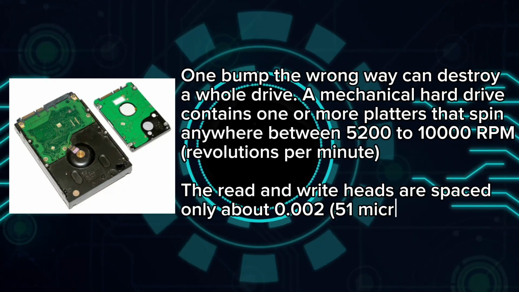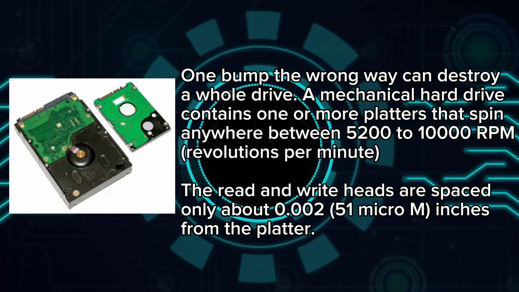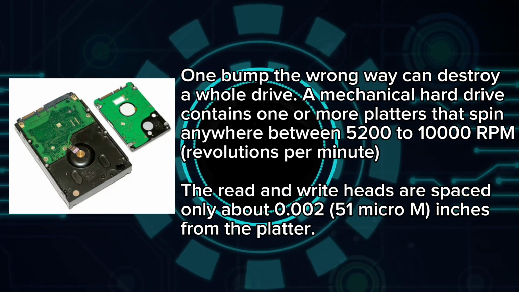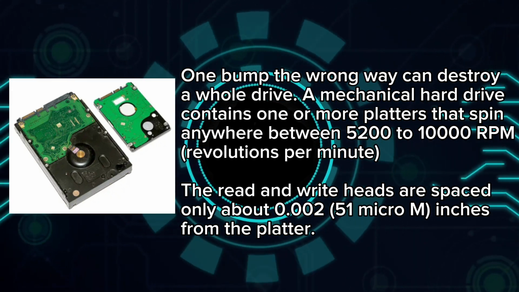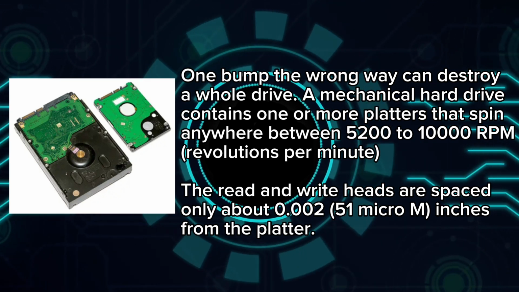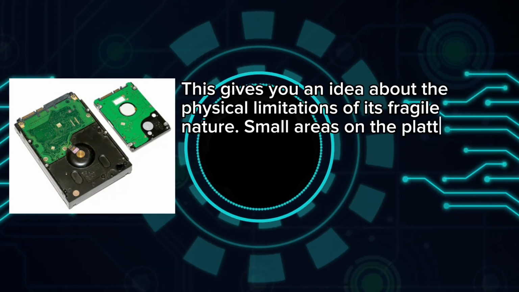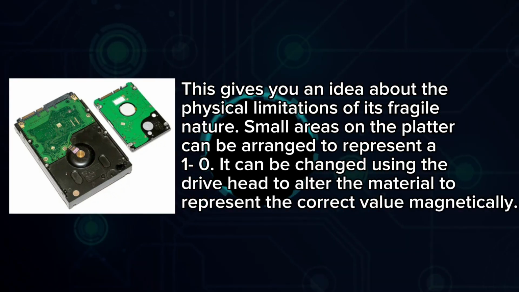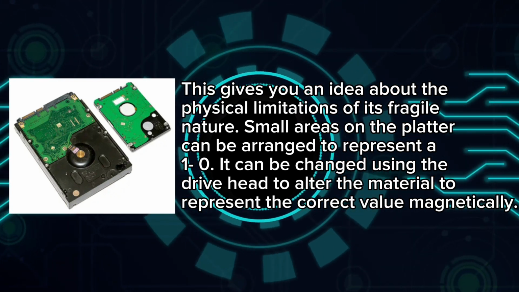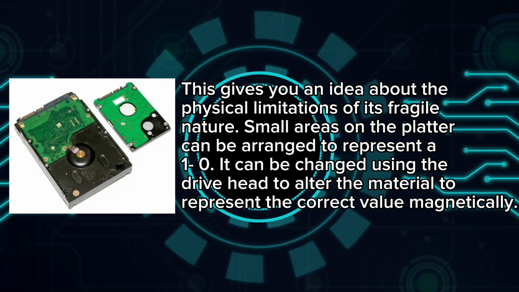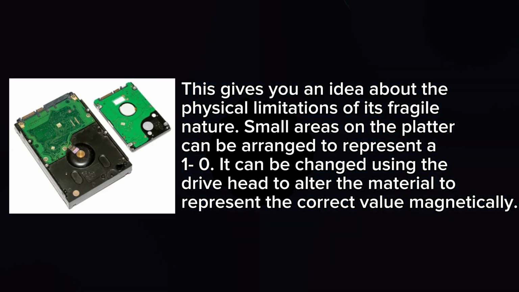One bump the wrong way can destroy a whole drive. A mechanical hard drive contains one or more platters that spin anywhere between 5,200 to 10,000 RPM, or revolutions per minute. The read and write heads are spaced only about 0.002 inches from the platter. This gives you an idea about the physical limitations or its fragile nature. Small areas in the platter can be arranged to represent a 1 or 0. It can be changed using the drive head to alter the material to represent the correct value magnetically.